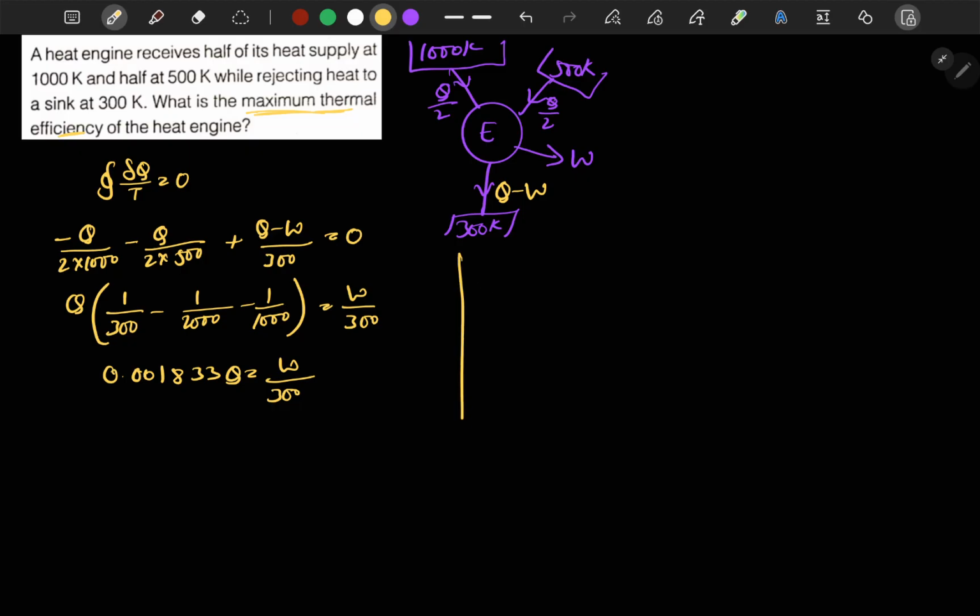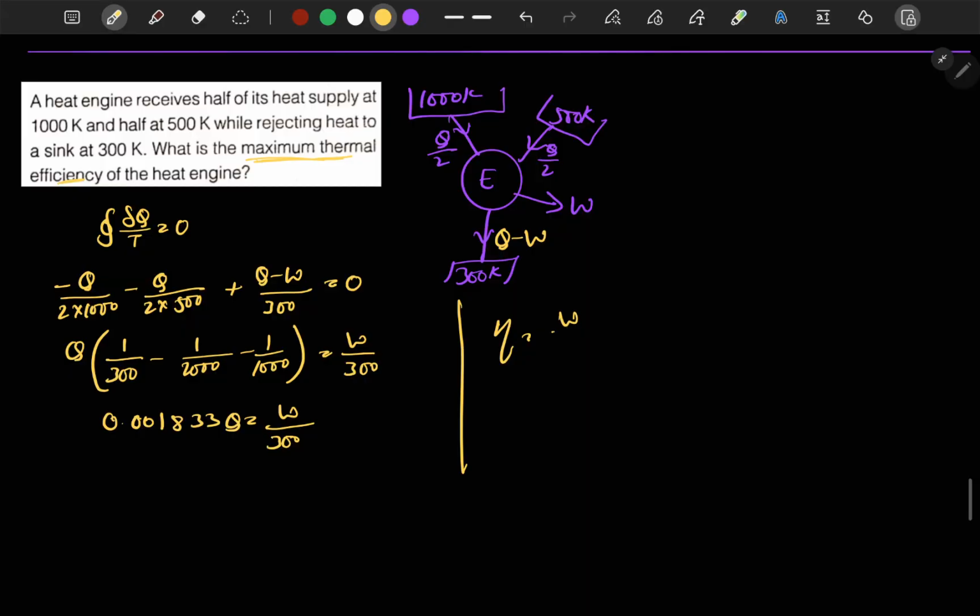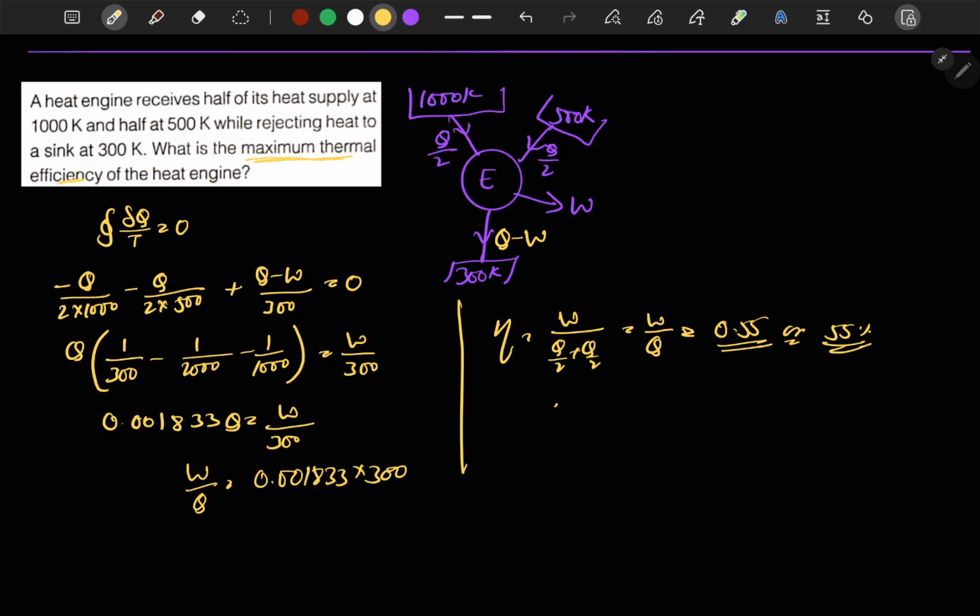And we also know that the efficiency of a system is the desired effect upon heat supplied. Heat supplied is Q by 2 plus Q by 2, so it is W upon Q. From this equation we can calculate W upon Q is equal to 0.001833 into 300. Multiplying this value by 300, we get our efficiency to be 0.55 or 55%. I hope you understood this question well.